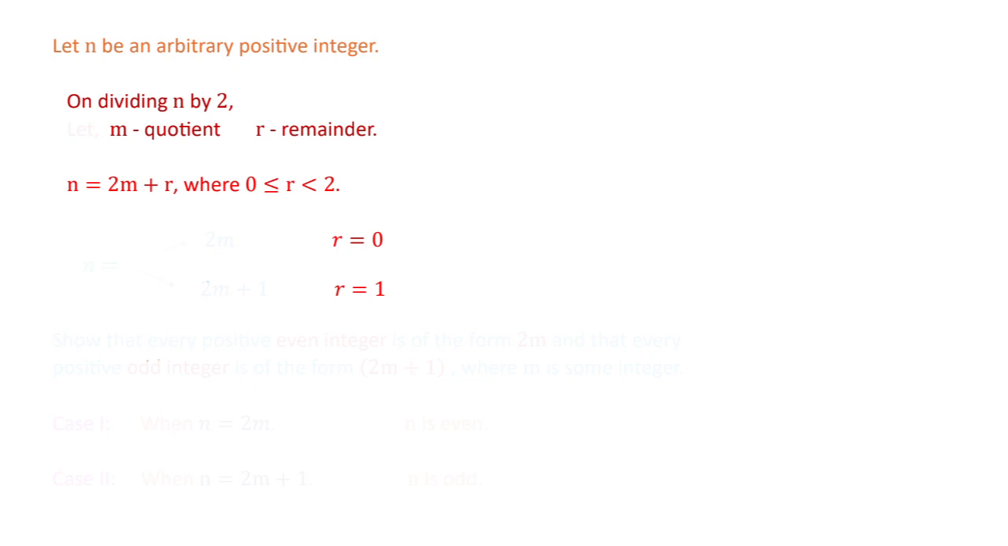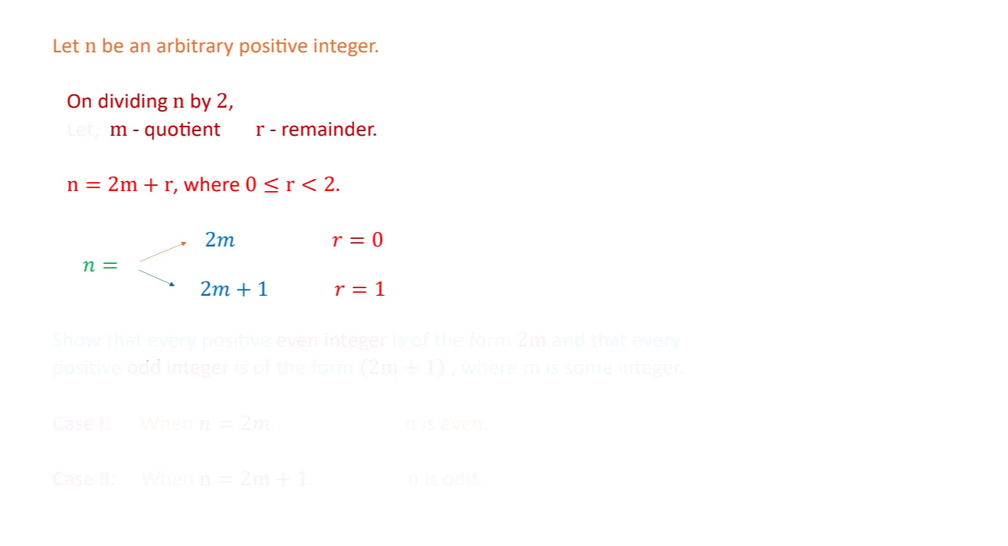Now if we substitute these values of r in n equal to 2m plus r, we get the possible values of n. When we substitute r is equal to 0, we have n is equal to 2m. When we substitute r is equal to 1, we have n is equal to 2m plus 1. So what we have obtained is that any positive arbitrary integer is either of the form 2m or of the form 2m plus 1, where m is some integer.